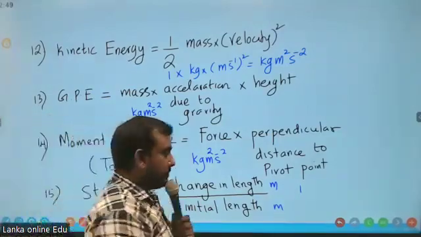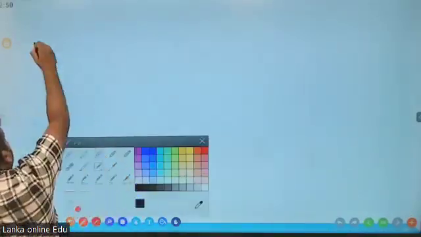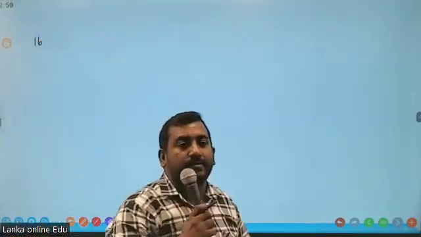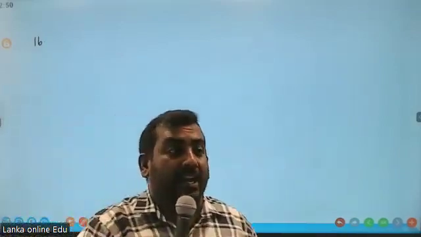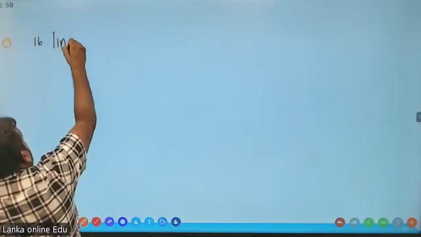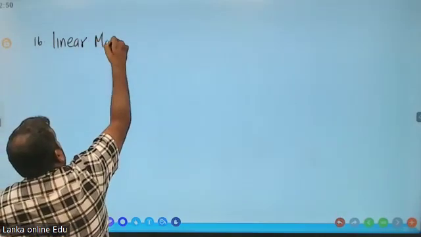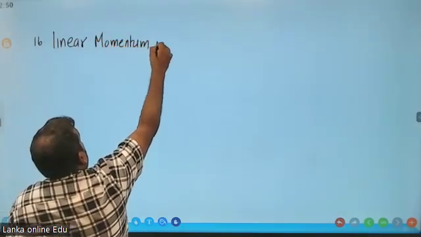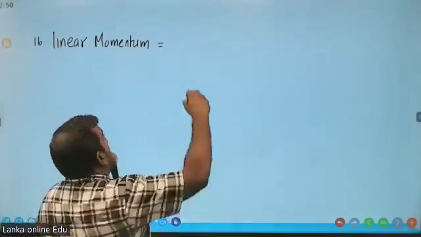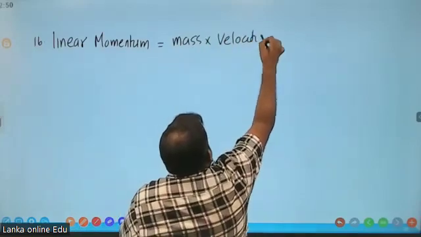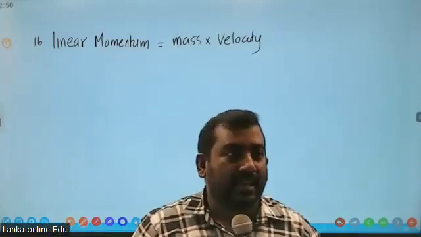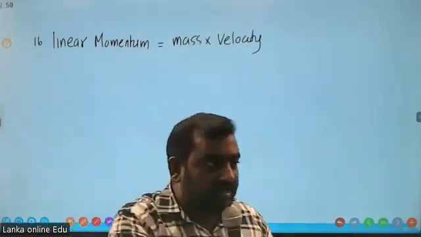Okay. Now we continue from here. Have a look. 16th point. Observe, huh? Don't write. Look. There is a new physical quantity called linear momentum. Linear momentum is defined as mass multiplied by what? Velocity. That means every mass which has a velocity will have what? A linear momentum.